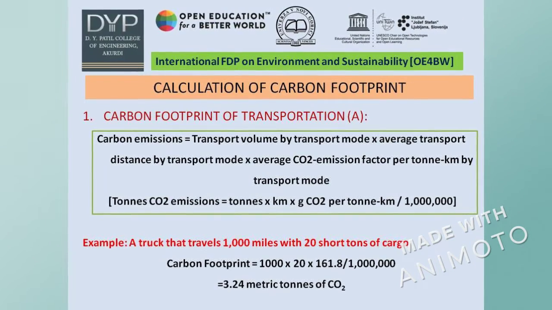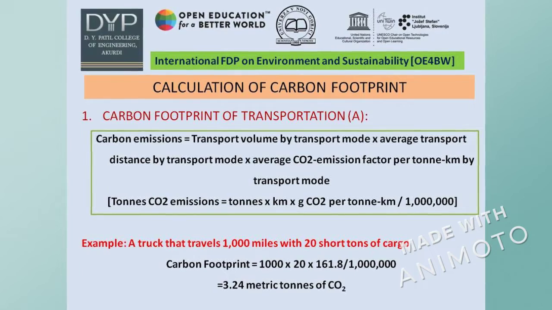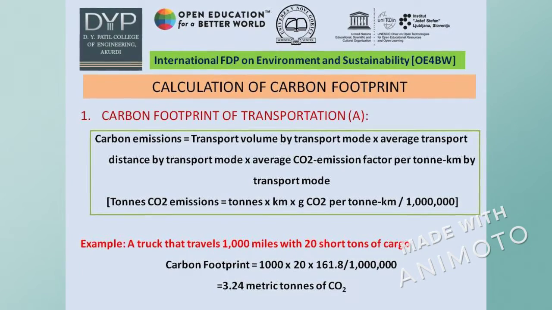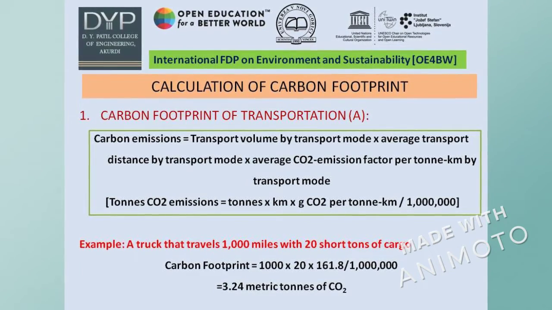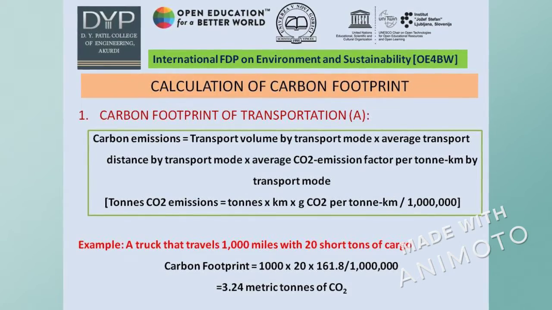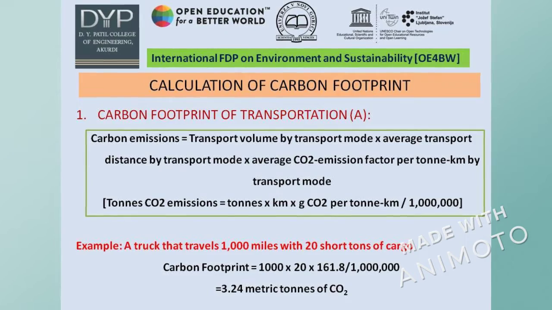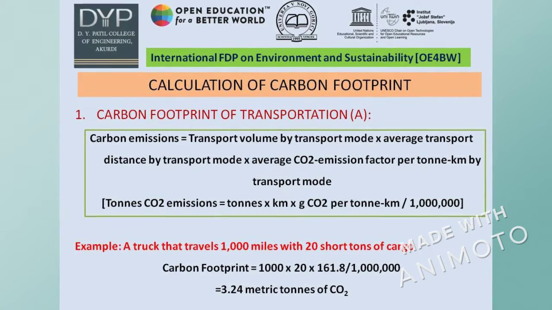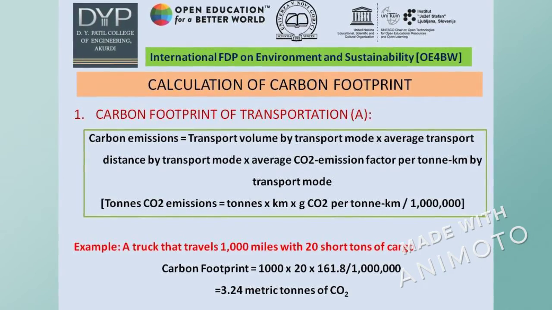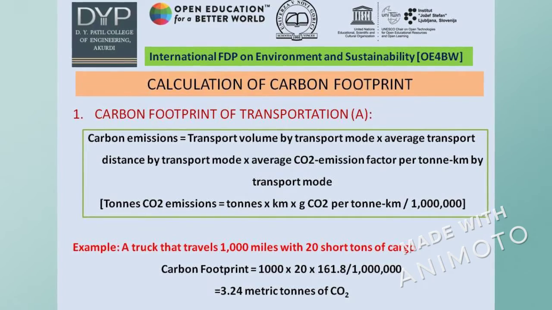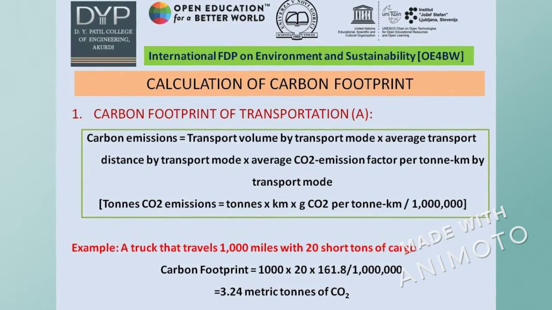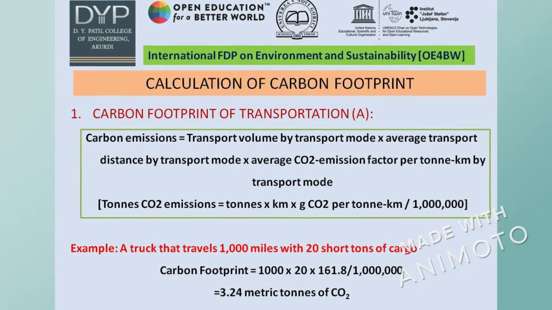The carbon footprint of transportation, which is denoted by A, is: carbon emissions equal transport volume by transport mode multiplied by average transport distance by transport mode multiplied by average carbon dioxide emission factor per ton kilometer by transport mode. Now let's take an example. If a truck travels 1000 miles with 20 short tons of cargo, the carbon footprint is 3.24 metric tons of carbon dioxide.